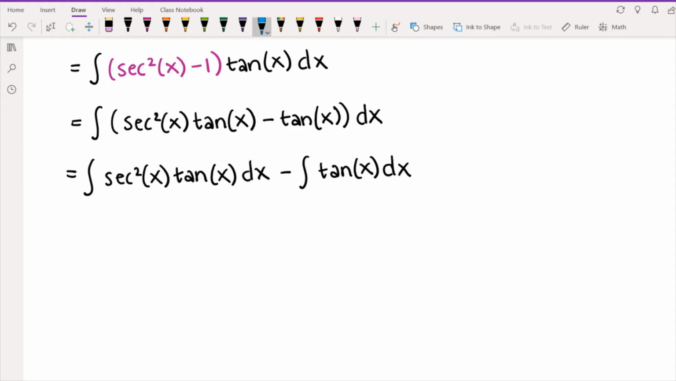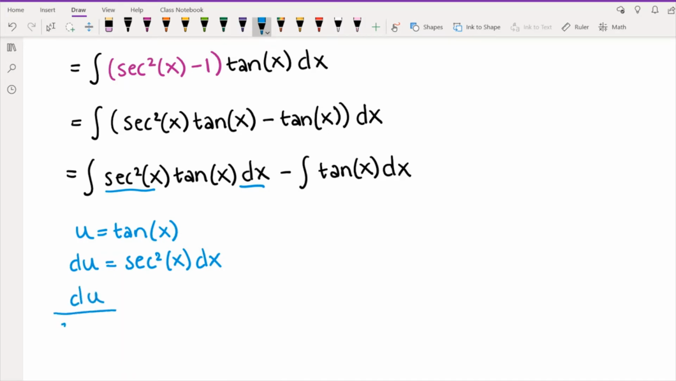So for this first integral, if we let u equal to tangent of x, well then du is secant squared of x dx. And notice secant squared of x dx already appears in our integral. If you wanted to, you could say du over secant squared of x is equal to dx and put that in for dx, and then the secant squared would cancel out. But I'm going to stop doing that every time because there's a lot of times where that's not really necessary, and it's a lot faster to just say, oh, I can see that du is literally in my integral, so I can just replace that with du.